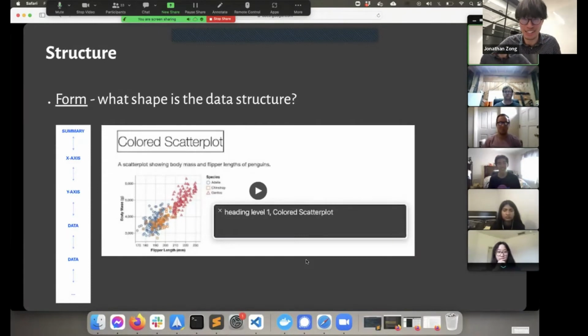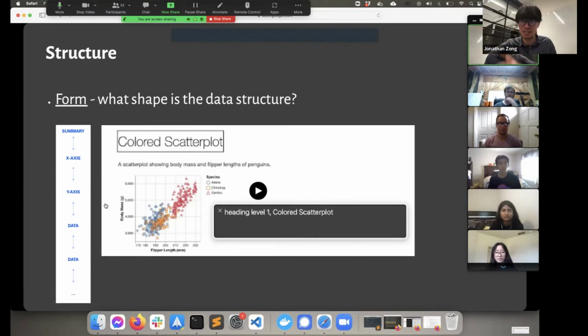Cool. And that's me just mashing my right arrow key. So when you think about the structure that this visualization interface has, with just default alt text tagging, you end up with this little picture where you have the summary, then the x-axis, then the y-axis, and then data, like hundreds of data points, right?